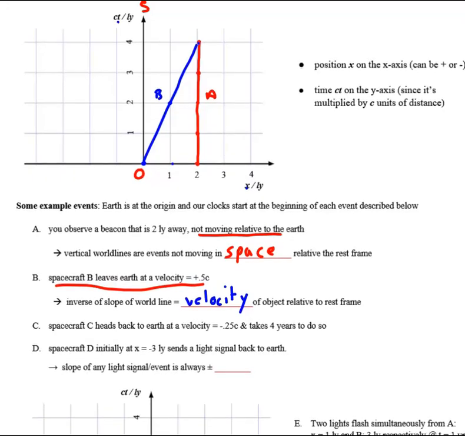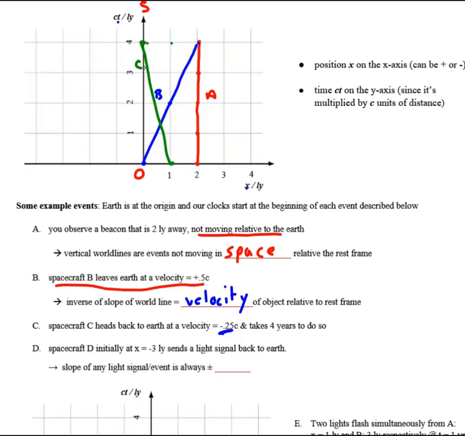All right, next one. Spacecraft heads back to Earth at a velocity of negative 0.25 c, and it takes 4 light years, or 4 years, to do so. So where we would start there to fit that all together is we're going to start at time 4. It's going to head back to the Earth, and to go negative 0.25 c, I've got to go over 1, down 4, and you can work out, there's our negative slope, that's our negative velocity. It takes 4 years to do so. So that's what that would look like.